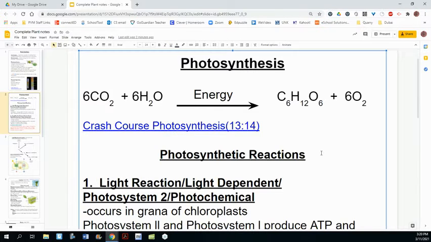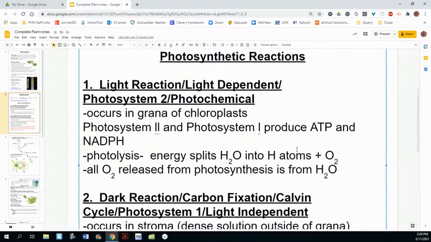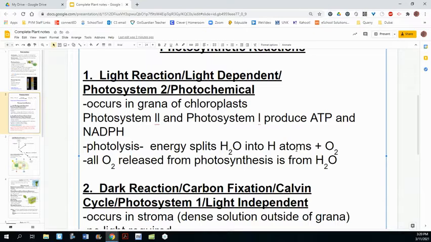All right, so the photosynthetic reactions to make this chemical reaction occur happen in two main ways. There's a light reaction, which is dependent on the energy from sunlight, and we call that photosystem 2.